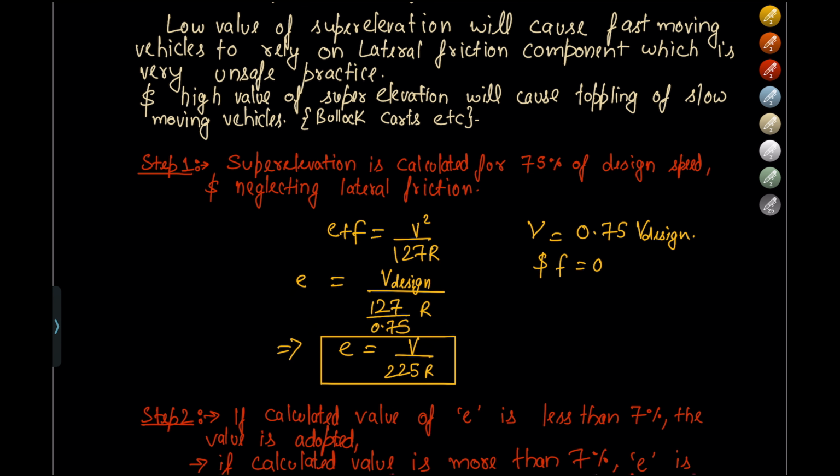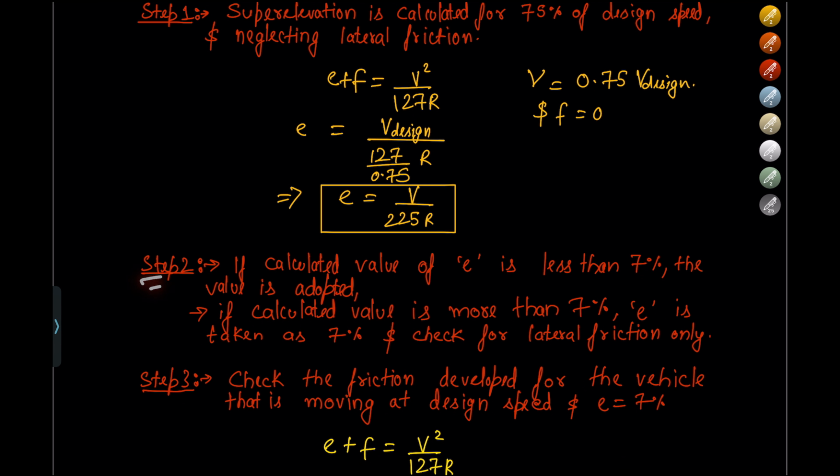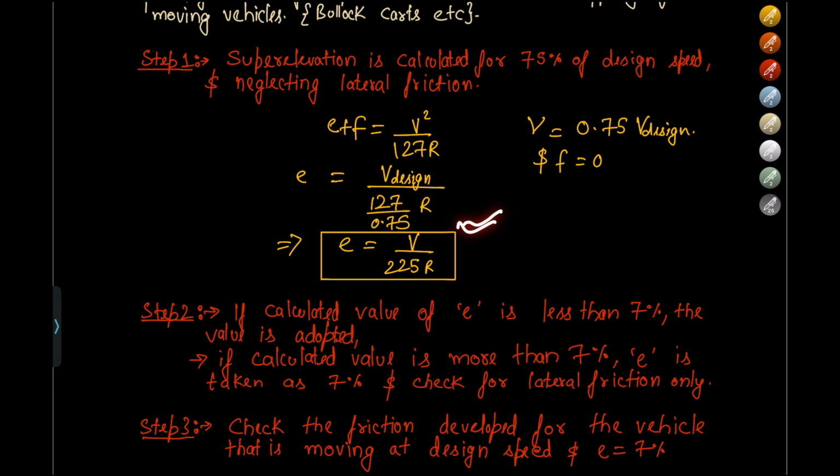Next, as soon as we calculate e equal to V squared upon 225 R, this will give us the value of e, and it should be limited to a maximum of 7%. That is what we have written in step 2. If the calculated value of e is less than 7%, the value is adopted. If the value calculated from this formula is less than 7% and greater than 4%, the value is adopted. If it is greater than 7%, then the value adopted is 7%, right? If the calculated value is more than 7%, e is taken as 7% and checked for lateral friction only.